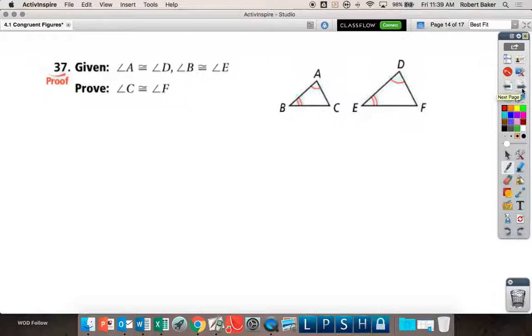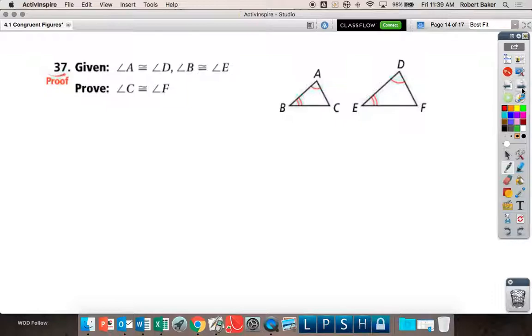Now, here's my question. Do you know what the third angle theorem says? But can you prove it? We need to prove it. You good with that? So the proof looks like this. We're trying to prove that C and F are congruent, and you guys know the reason C and F are congruent is the third angle theorem.